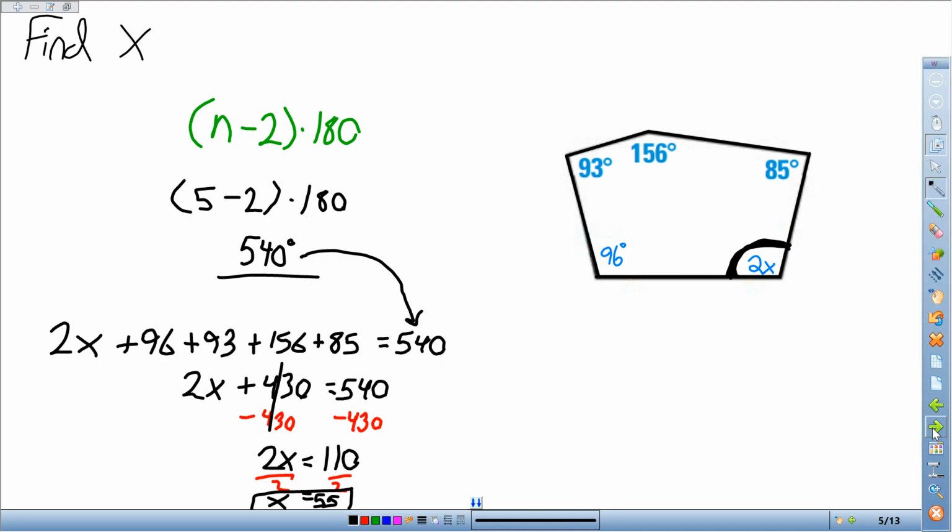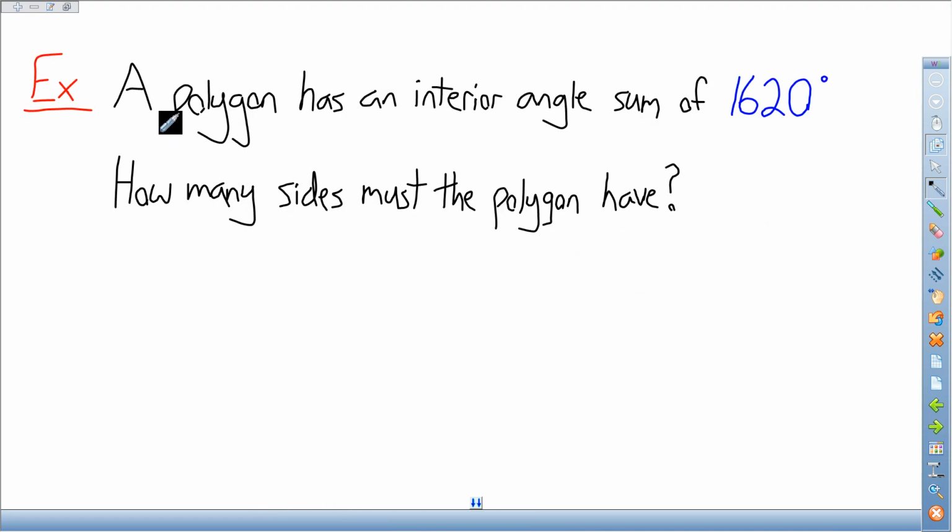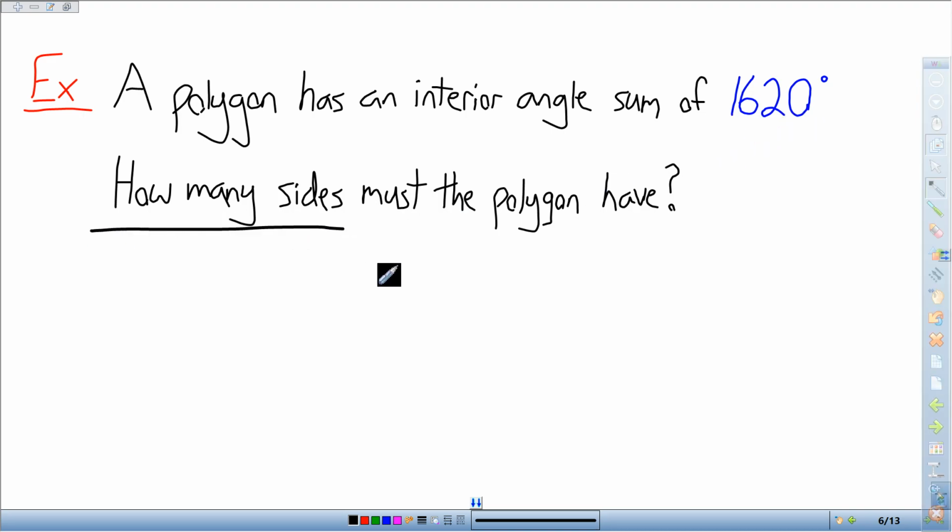Okay, cool. So from here, we're going to kind of flip-flop the way that we think, and we're going to have a problem that's going to give us the measure of the sum of the interior angles and ask us how many sides this polygon has. Okay, so real quick, go ahead and copy these directions because they're necessary to have, and then we'll try this out.